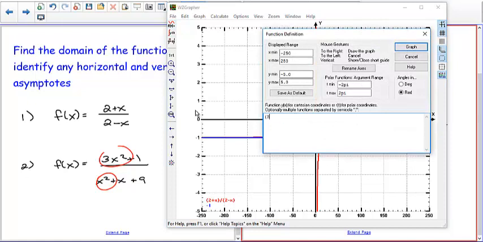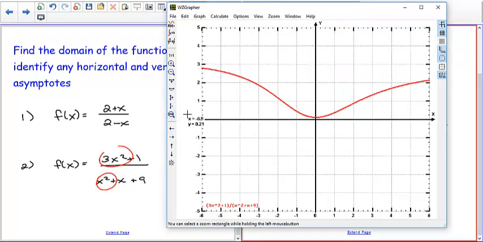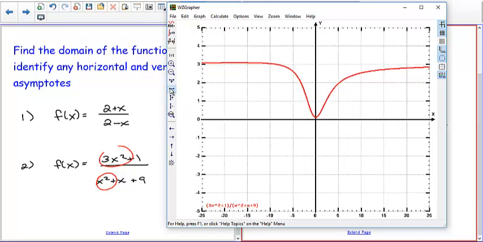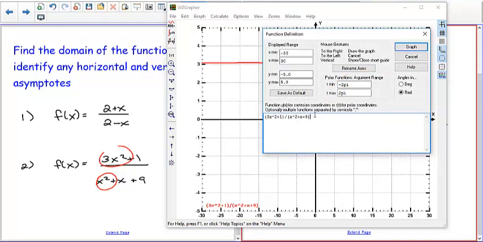And the second case, we have 3x squared plus 1 divided by x squared plus x plus 9. And we shouldn't see any vertical asymptotes here. And let me do my standard zoom here. So you can see that there are no vertical asymptotes. If I zoom out in the x direction, you can see there's no place where it goes to positive or negative infinity.